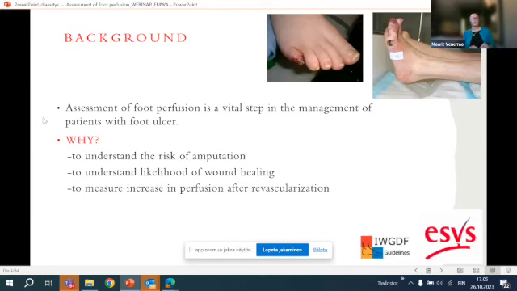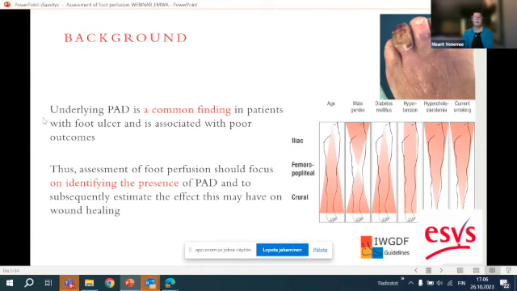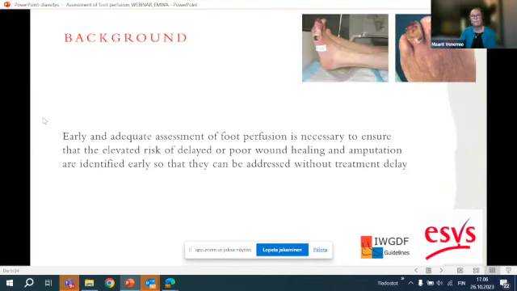So first, a little bit about background. Assessment of foot perfusion is a vital step in the management of patients with foot ulcer. And why? To understand the risk of amputation, to understand the likelihood of wound healing, and to measure the increase in perfusion after possible revascularization. Underlying PAD is a common finding in patients with foot ulcer and is associated with poor outcomes. Thus, assessment of foot perfusion should focus on the presence of PAD and subsequently estimate the effect this may have on wound healing. Early and adequate assessment of foot perfusion is necessary to ensure that the elevated risk of delayed or poor wound healing and amputation is identified early so that it can be addressed without treatment delay.